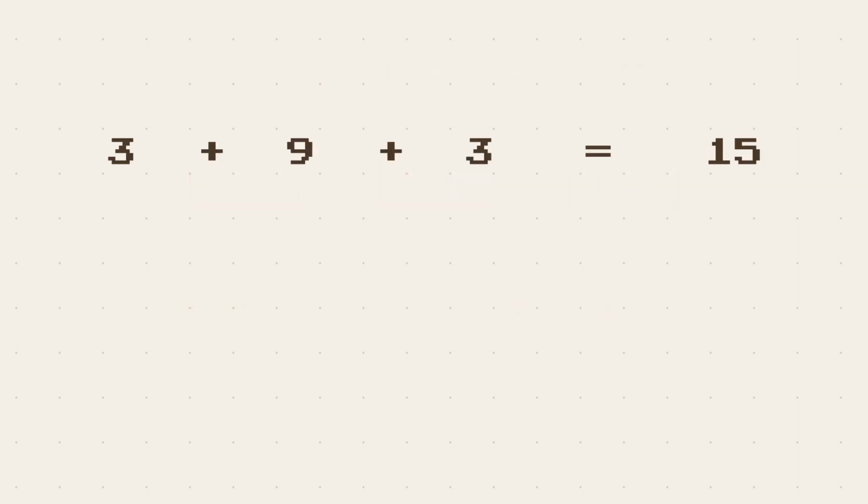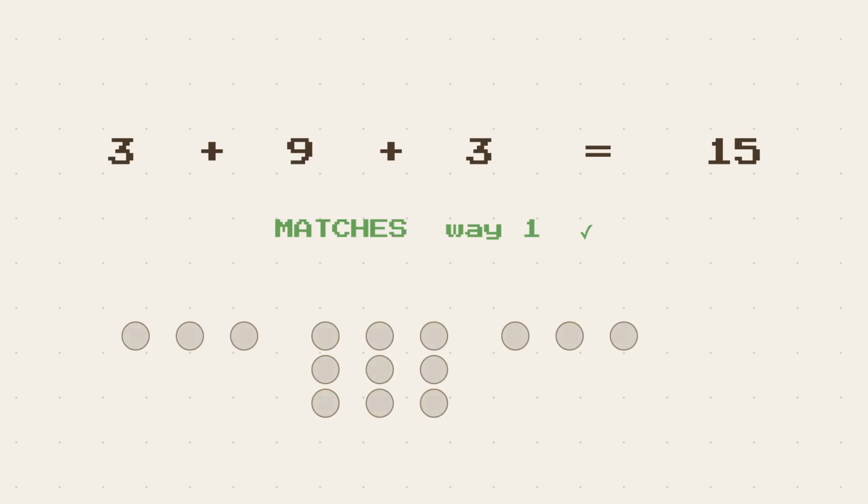Okay, now if you add them up, 3 plus 9 plus 3 equals 15, right? Matches way 1 exactly. Now, watch, each committee gets counted by its bucket, right? Everyone is counted once, no overlaps, so nothing is missed, right?